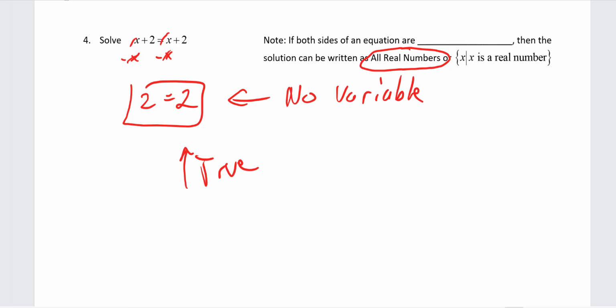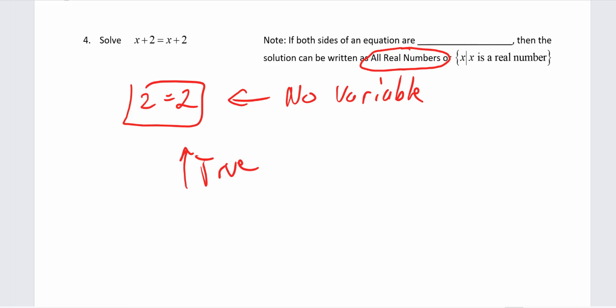So one way to say the answer to this is all real numbers. Another way is to say this, which is kind of a complicated way of saying it, but that's another way to express the answer. So this is saying no matter what number you pick for x, if you plug it in here and here, both sides will be equal to each other. So the answer is all real numbers.